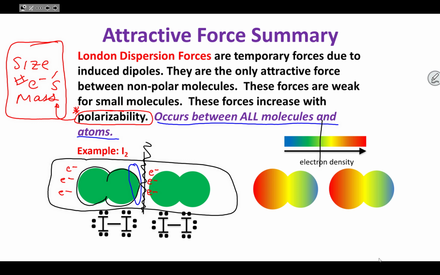So these are temporary. So in the moment that these occur, you might have an electron distribution like this. And again, this is our temporary induced attraction known as the London dispersion force.